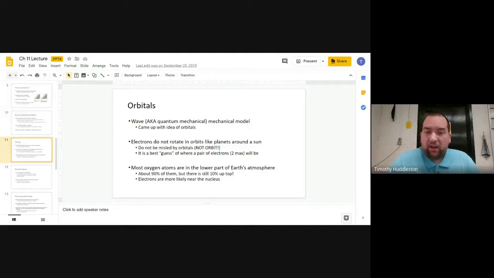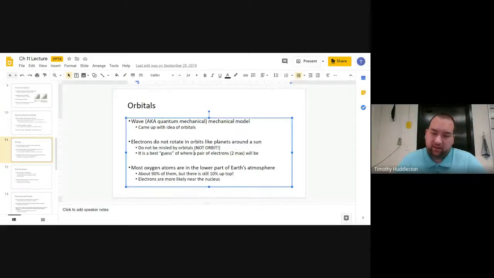Orbitals. So the wave mechanical model, aka the quantum mechanical model, came up with the idea of orbitals. And this idea says that electrons do not orbit like planets around a sun. Do not be misled by the name orbitals, because that does not mean that they orbit. It is a best guess at where a pair of electrons can be, okay? Or up to a pair of electrons, okay?